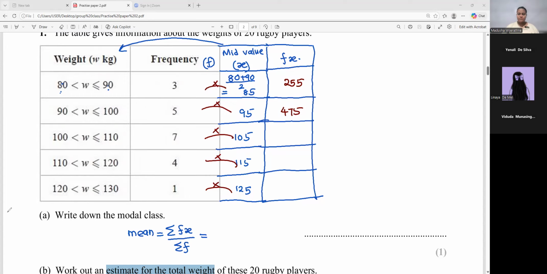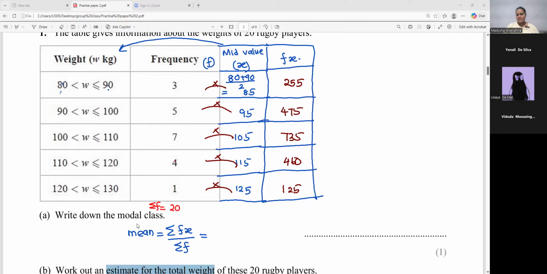7 times 105, 735. 4 times 115, 460. 1 times 125, 125. Sigma f, add all the frequencies. 5 plus 3, 8. 8 plus 4, 12. 12 plus 1, 13. 13 plus 1 is 20.